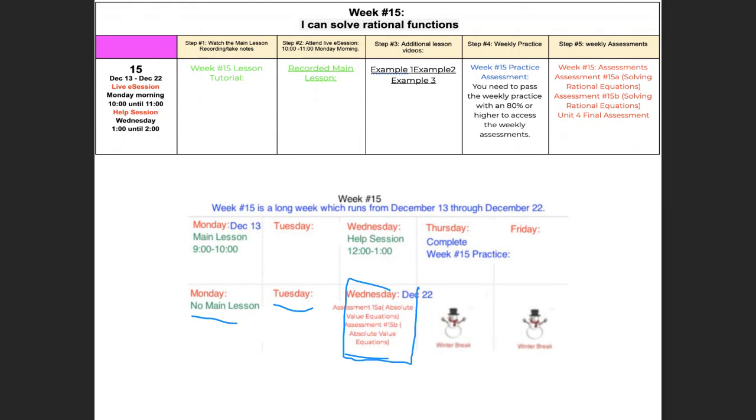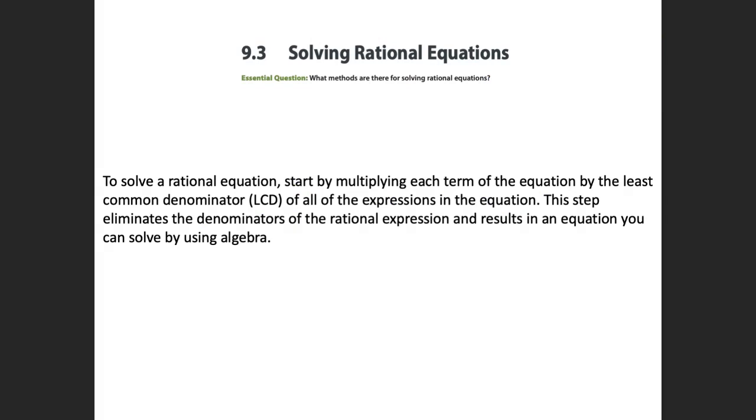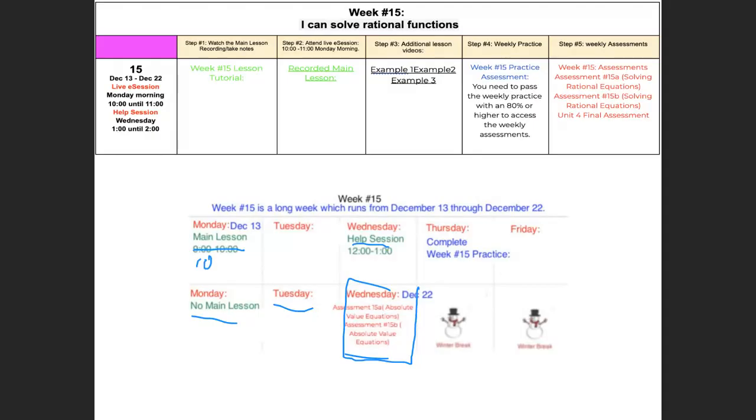But what I'm trying to say, oh, this is not right here. It should be 10 to 11. This isn't right either. Do I have the wrong presentation in here today? Solving rational equations. I got the right one. Phew. No, but we do have a help session this week from 1 to 2. We do have our main lesson today from 10 to 11. I don't know why I have this one in here. I must have copied Algebra 1's pace chart in there. Shame on me. All right.